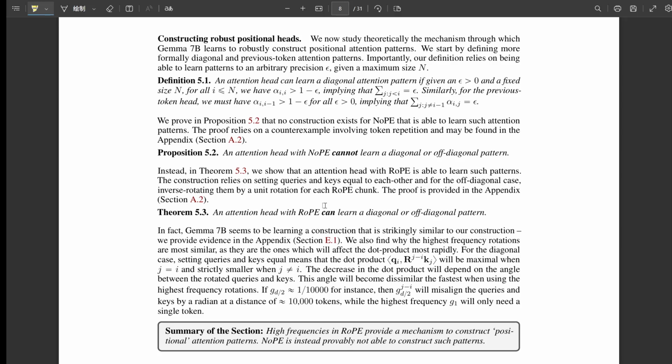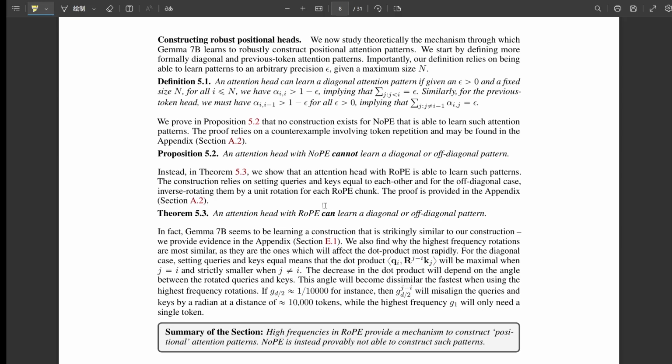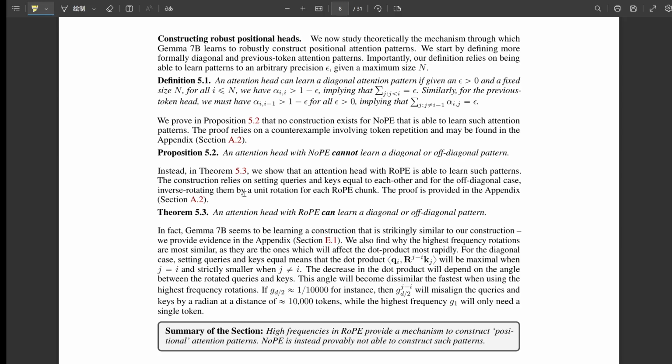And the amazing thing is, they found evidence that Gemma 7B is actually doing something very similar. It's not just theory. Exactly. Section E.1 in the appendix suggests Gemma learns a construction strikingly like the one in the theorem.